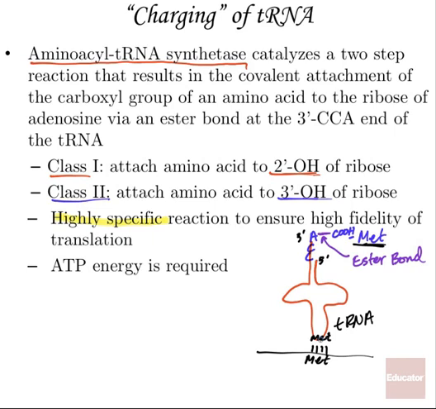Now, the whole reason that this is a highly specific reaction is that we have high fidelity of our translation, because if we start adding in amino acids that aren't supposed to be attached to the specific tRNA according to the anticodon, then we are going to mess up that protein and could really detrimentally hurt that cell. And the last thing I want you to know about our charging is that we have ATP energy being required. So once we've charged our tRNA, we can continue on with initiation.